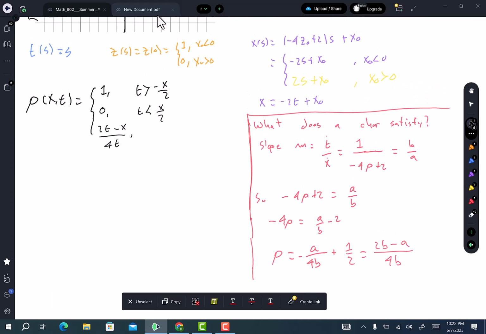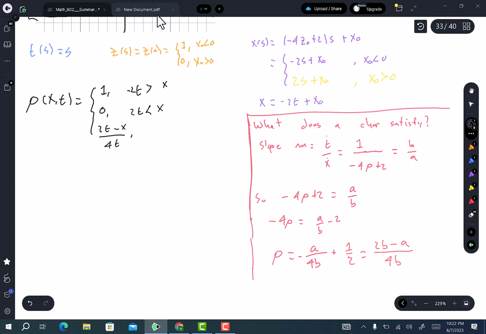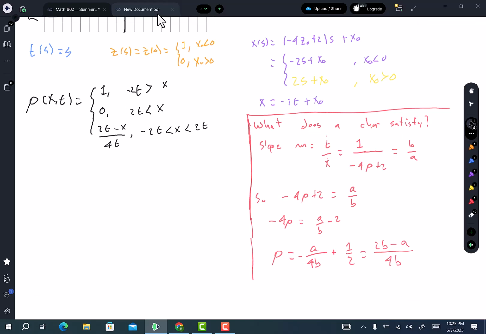Notice I can write this inequality, I can multiply it by minus 1, and I put the minus sign here and change the sense of the inequality. So it'll be greater than, and then I can actually multiply it by 2. I'm just doing it this way to maybe make it a little easier to think about, and this is going to be 2. So then this region right here is going to be when we've got minus 2t is less than x, and x is less than 2t.